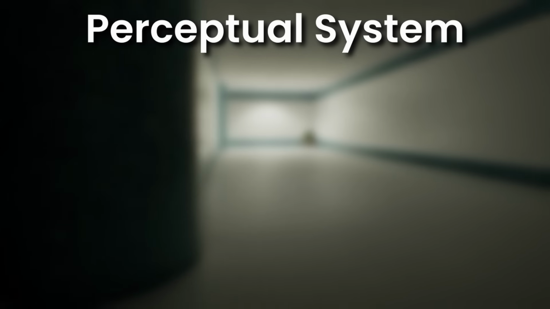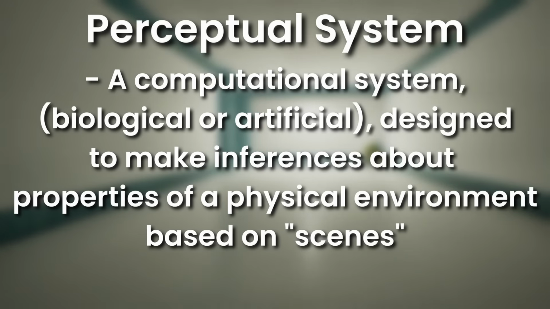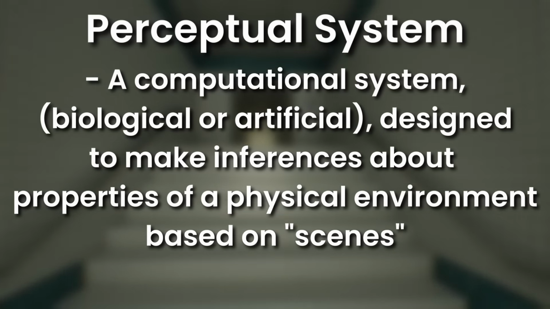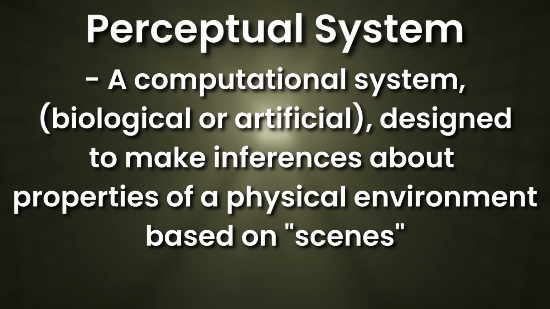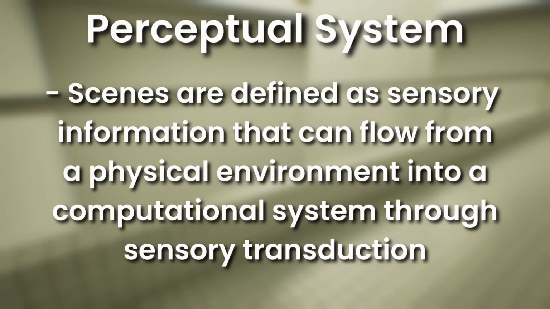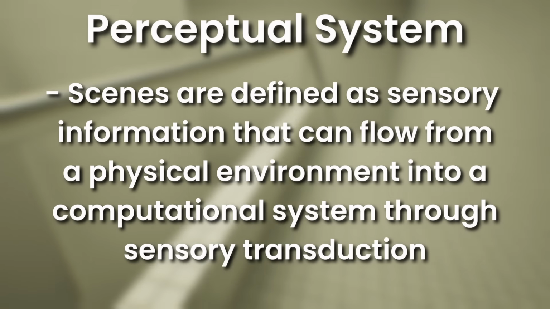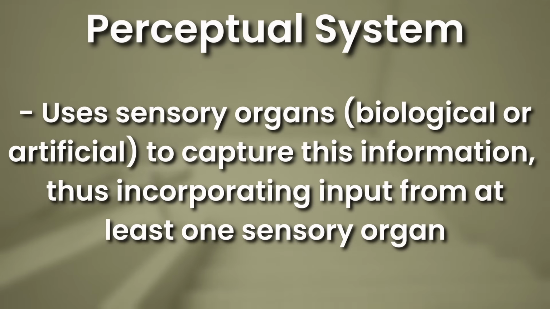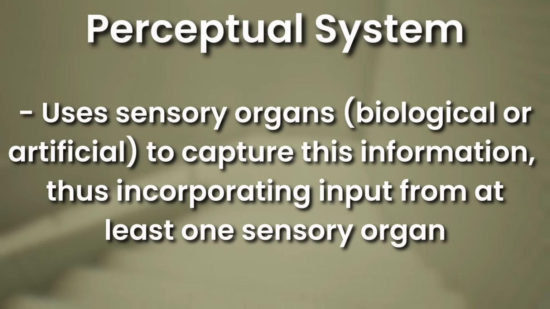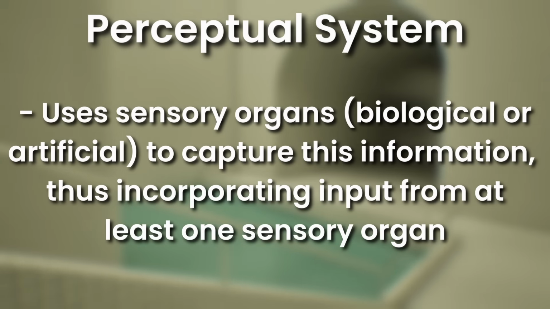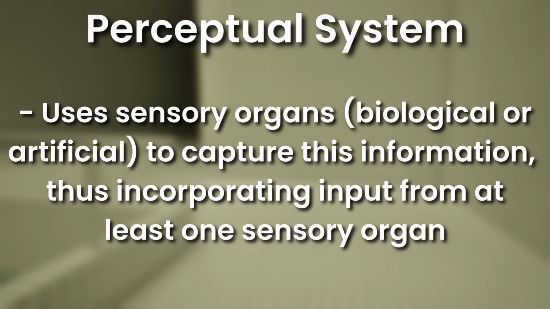A perceptual system is a computational system, either biological or artificial, designed to make inferences about properties of a physical environment based on scenes. Scenes, in this case, would be defined as sensory information that can flow from a physical environment into a computational system through sensory transduction. A sensory organ, once again either biological or artificial, is used to capture this information. Therefore, a perceptual system must incorporate input from at least one sensory organ.